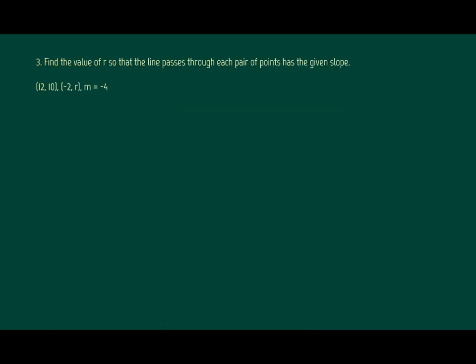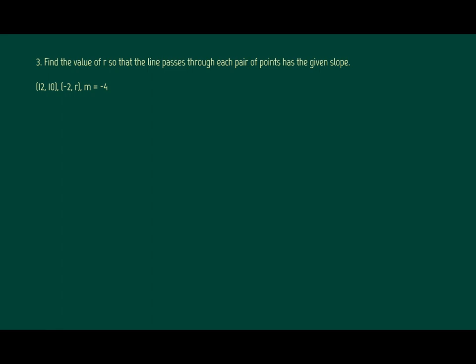In this problem, you're given the slope and 2 points, but one of the coordinates is missing. So it says find the value of r so that the line passes through each pair of points and it has a given slope. And you're given 12, 10, negative 2, r, and your slope is negative 4. So let's just remember your slope formula is m equals y2 minus y1 over x2 minus x1. Now we're going to plug in all the points that we know.